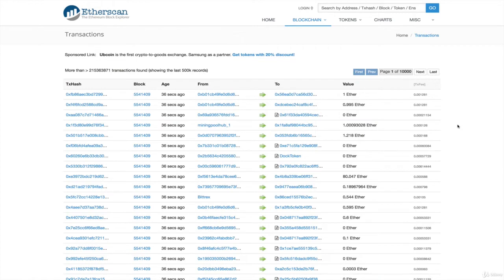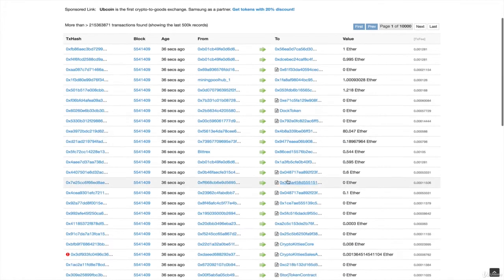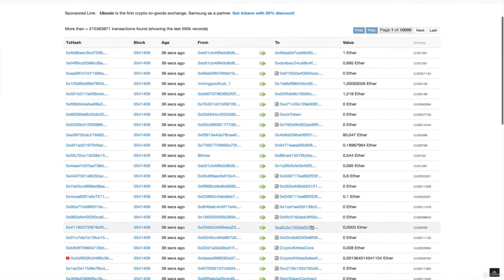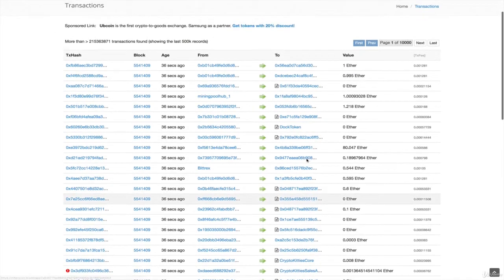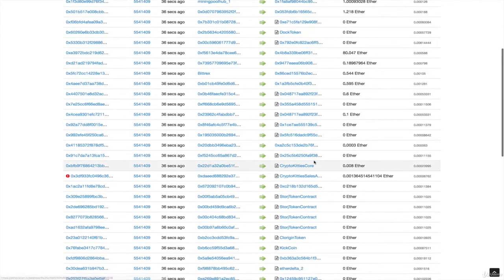Now for the cool part, if we look at some of these to addresses, there's a little logo or a symbol here, an icon, that signifies that this is a contract's address. And if we click on one, some of them have names, some of them don't, and we can talk about why that happens later. But I'm going to click on this one. It's called CryptoKitties Core. So this CryptoKitties is an application.